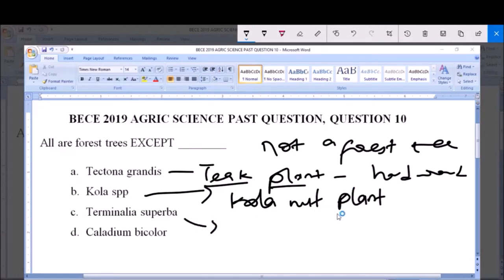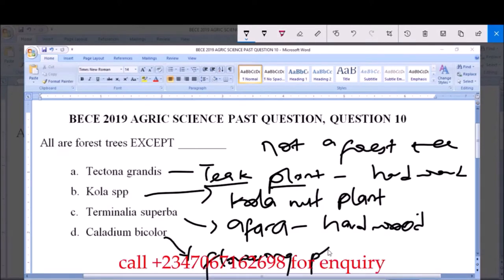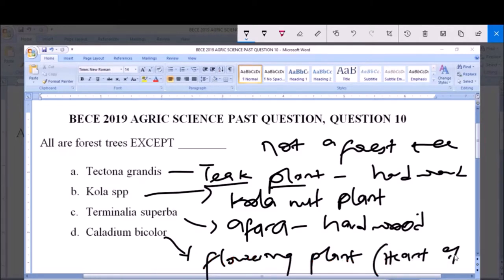Now C here says Terminalia superba. That's the scientific name for the afara plant. And like you know, the afara plant is a hardwood, and you find it in the tropical forest. Now D here says Caladium bicolor. Caladium bicolor is a flowering plant, that is, an ornamental plant. It is not a forest tree. It is not a tree at all. Its common name is Heart of Jesus. These are plants used to beautify our surroundings, so it's a flowering plant.